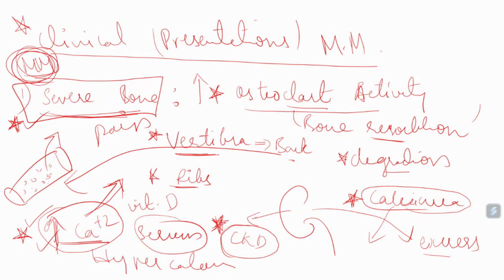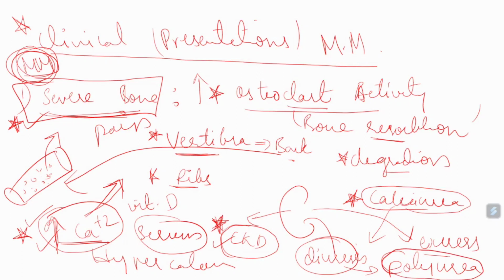Here I told you one point. Due to hypercalcemia, patient will have kidney injury, and along with that, hypercalcemia will try to induce diuresis. So along with this patient will have polyuria also. Excess calcium in the serum also induces polyuria. This is another important point.